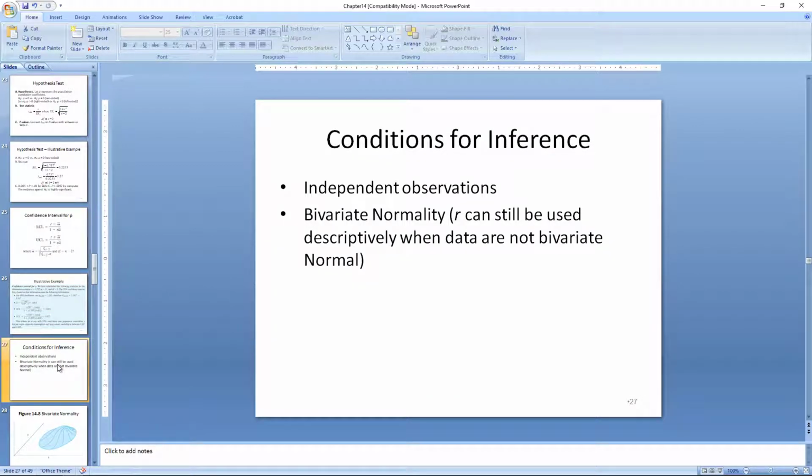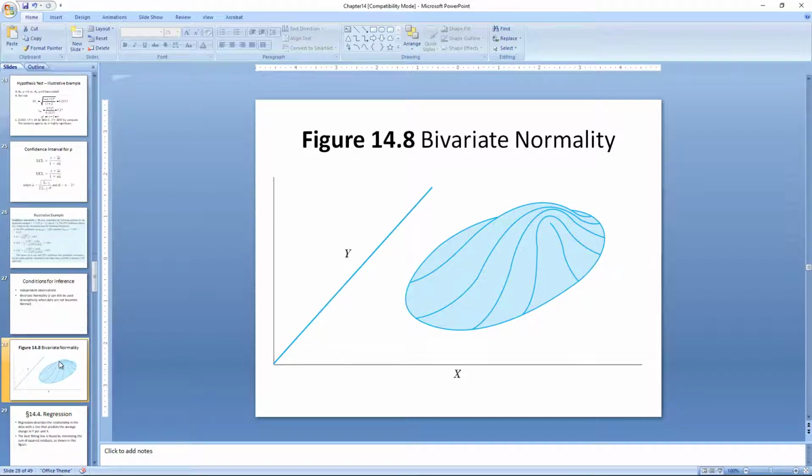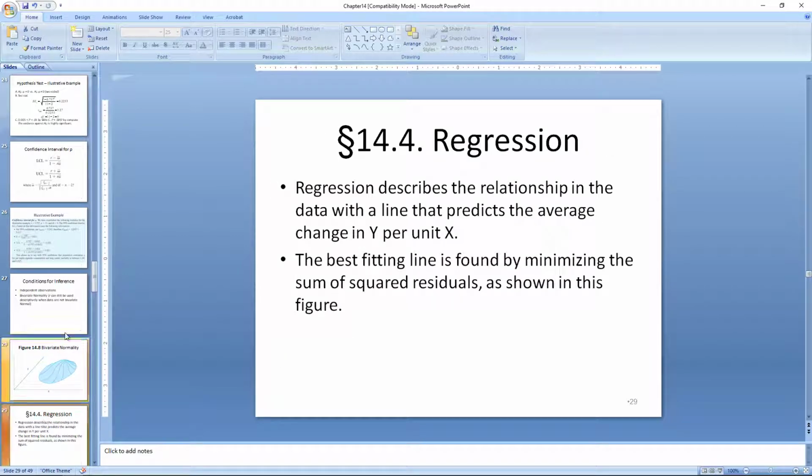What we do want to go over is the conditions for inference. So remember, they have to be independent observations. Bivariate normality. R can still be used descriptively when data are not bivariate normal. Bivariate normal meaning we have kind of a bubble going into a third axis, or z-axis, so 3D in a sense. And that's where I will stop this video talking about correlation.